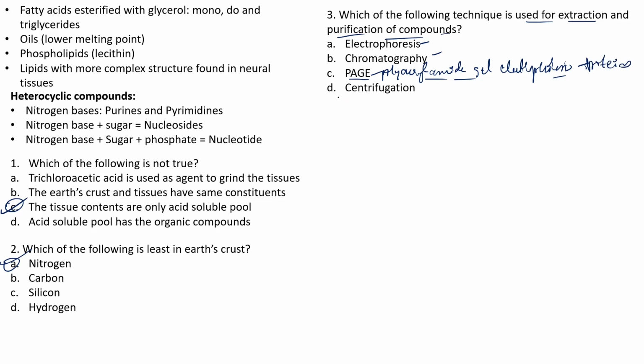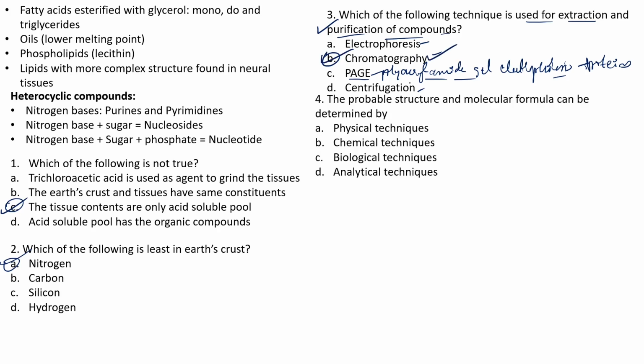And the last one we have is centrifugation. So we have mainly mentioned the term purification. Though all of the techniques are involved in separation and extraction, the purification is mainly done by the chromatographic techniques only. Hence the right answer is B, that is chromatography.